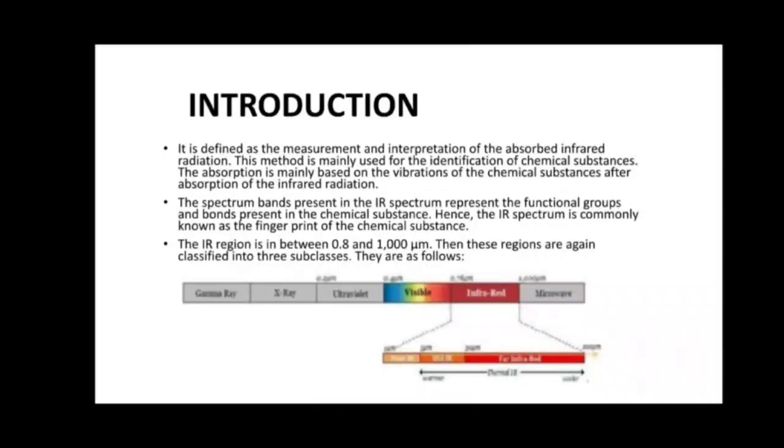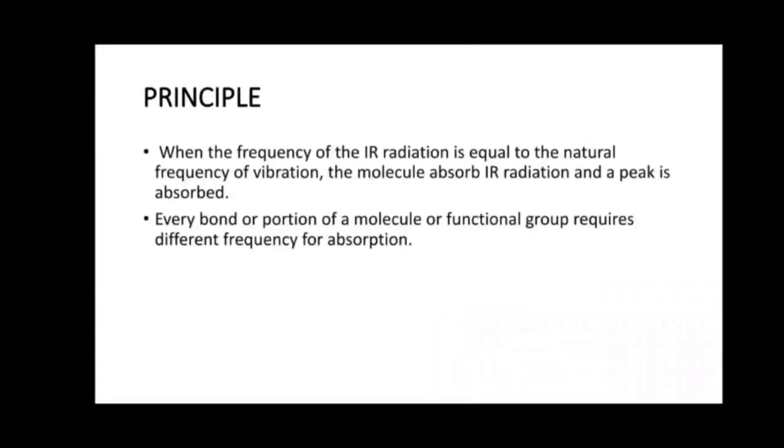The IR region is between 0.8 and 1000 micrometer. This region is again classified into three subclasses. They are as follows: near IR, mid IR, and far IR. Principle: when the frequency of the IR radiation is equal to the natural frequency of vibration, the molecule absorbs IR radiation and a peak is observed. Every bond or portion of a molecule or functional group requires a different frequency for absorption.